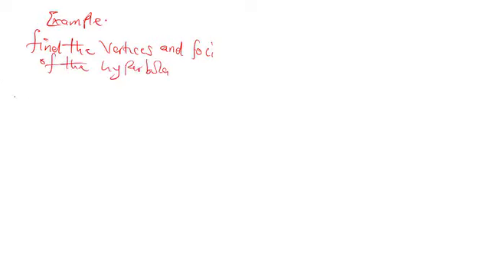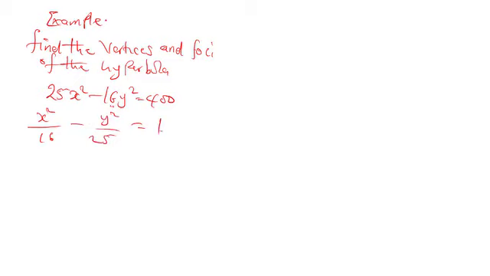and let's say the equation of the hyperbola is 25x squared minus 16y squared equals 400. Now the equation can further be written in canonical form as x squared over 16, that is dividing by this point, minus y squared over 25, which is equals to 1. So this can be seen as a canonical form. This is a canonical form of the hyperbola.